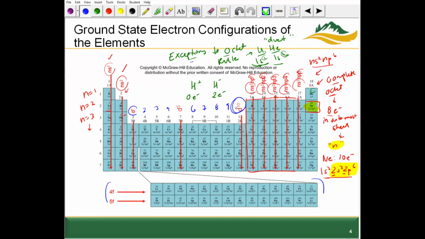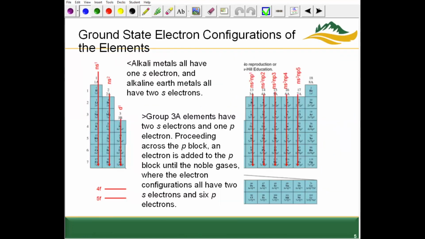And here we would fill all of the d orbitals, and that can hold 10 electrons because there's 5 d orbitals, and each orbital can hold 2 electrons. So as mentioned here, these alkali metals all have one s electron. All the alkaline earth metals in group 2A, these all have 2 s electrons. Then in group 3A, these elements all have 2 s electrons and then 1 p electron. Group 4A, still 2 s electrons because those are filled, then 2 p electrons.